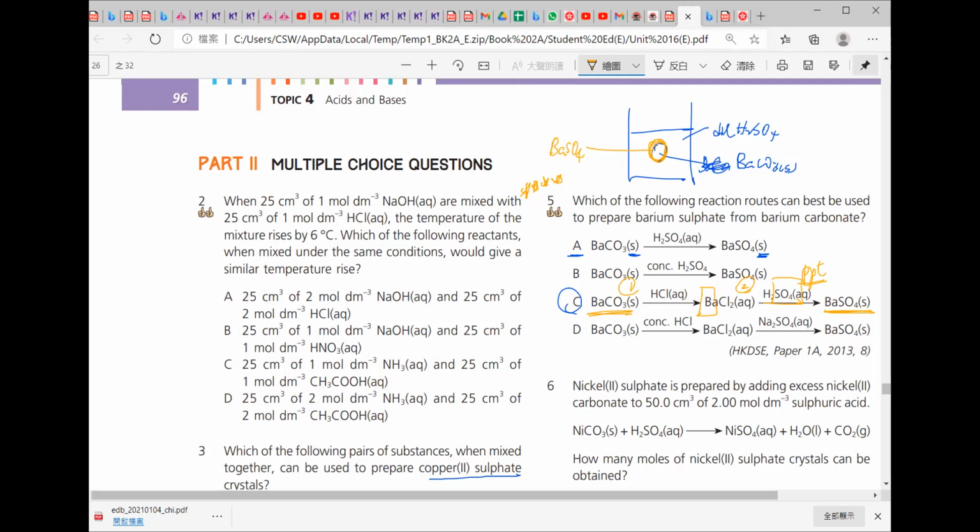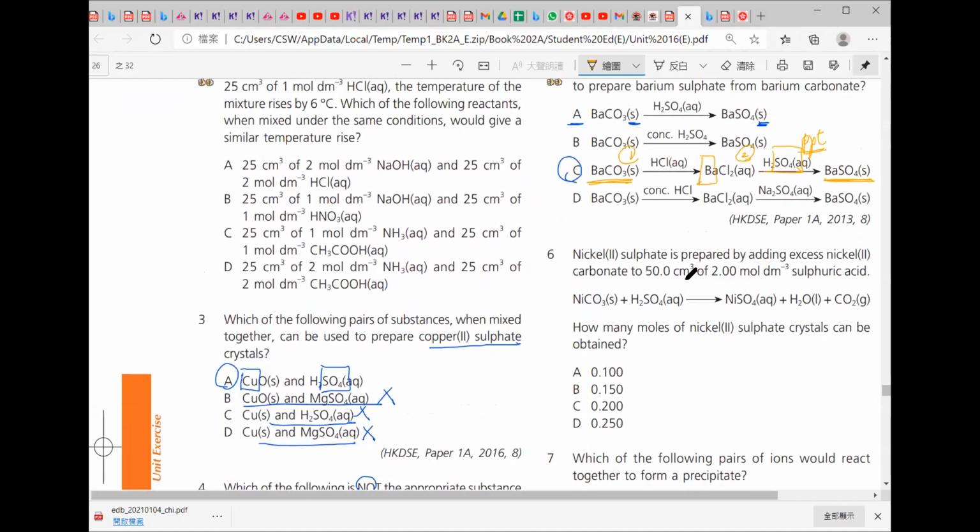Now, question 6. The answer is A. How many moles of nickel(II) sulfate crystal can be obtained? So you have to go back to the limiting reagent. So you may get to know how many moles of nickel(II) sulfate crystal can be formed. So this number of moles will determine the number of moles of nickel(II) sulfate to be formed. So it's simply a 1-to-1 mole ratio. So you have a multiplication, and you can get what I mean.